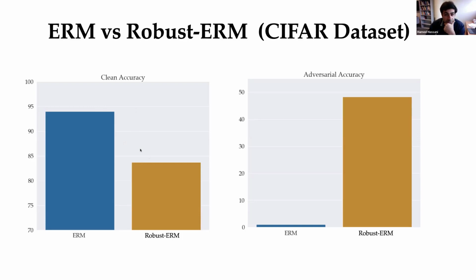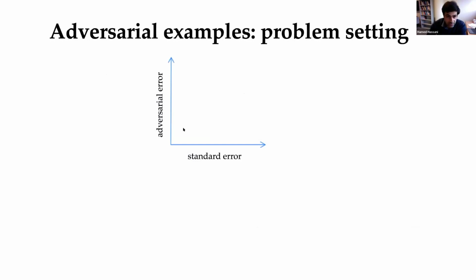So in other words, there seems to be a kind of trade-off here. To explain this trade-off, I have this two-dimensional plane. On the x-axis, I have the standard error, or the clean accuracy. On the y-axis, I have the adversarial error. The solution of ERM, theta hat, lies somewhere here. Its standard error is low, but its adversarial error is high. It's bad on adversarial examples. The solution of robust ERM lies somewhere here. Its adversarial error is better. It's more robust to adversarial examples, but this comes at the cost of increasing the standard error and doing badly on non-perturbed inputs. So there seems to be a trade-off here.